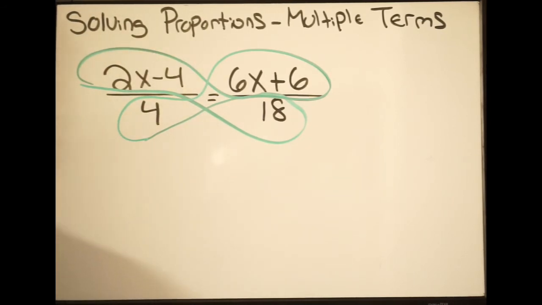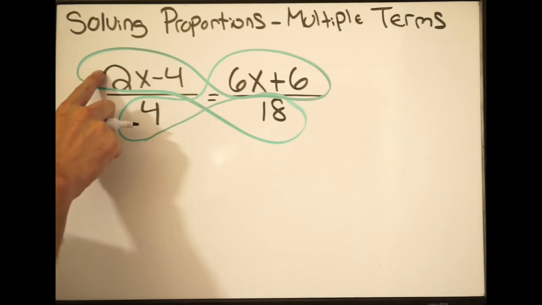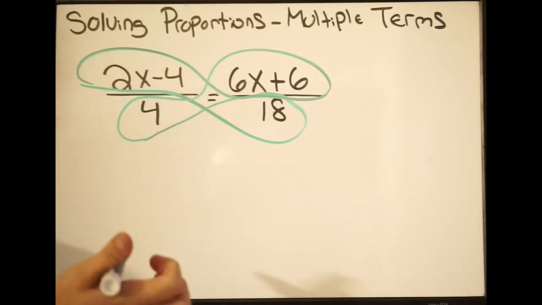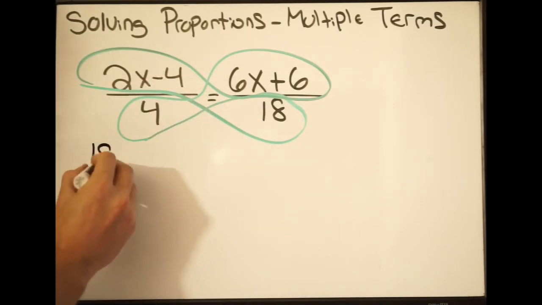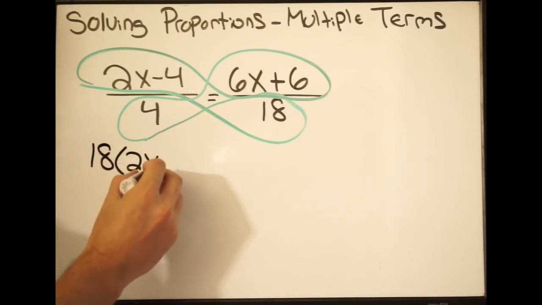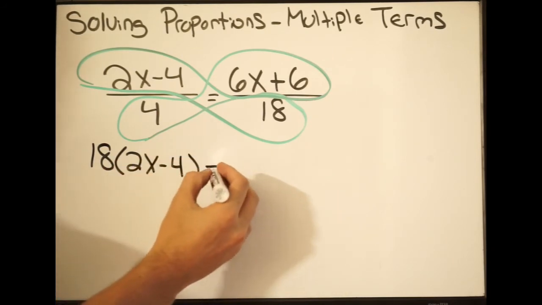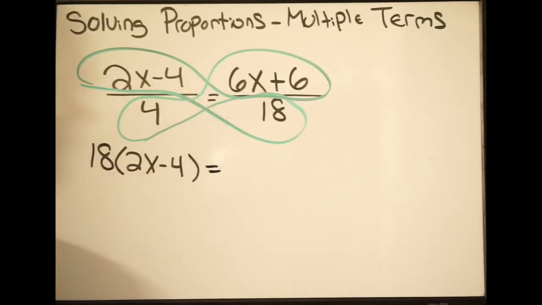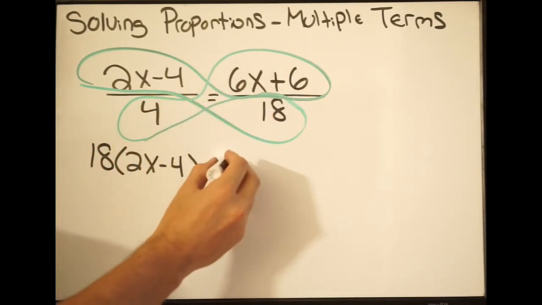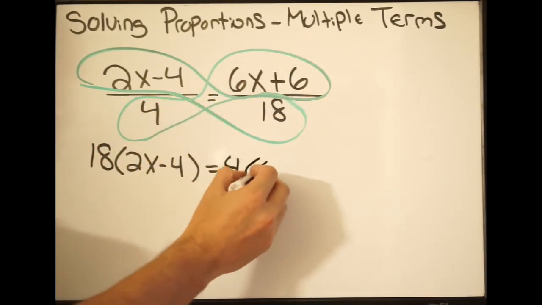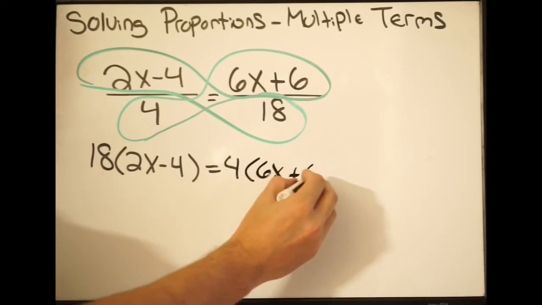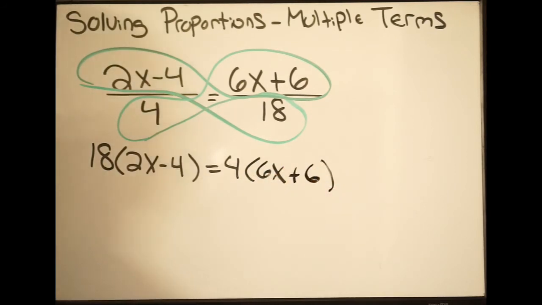Alright, so what I can do is start on my numerator here, and actually I'm going to write it out so you can see what's going on here. We're doing 18 times 2x, and 18 times a negative 4. So to show that, I'm going to do 18 and in parentheses 2x minus 4, okay? And then on this side, I have equal to, same thing, 4 times 6x, and then 4 times 6. So just writing it out, I get 4, and then I get 6x plus 6, okay? So hopefully this is a little more visual so we can see what's going on, right?